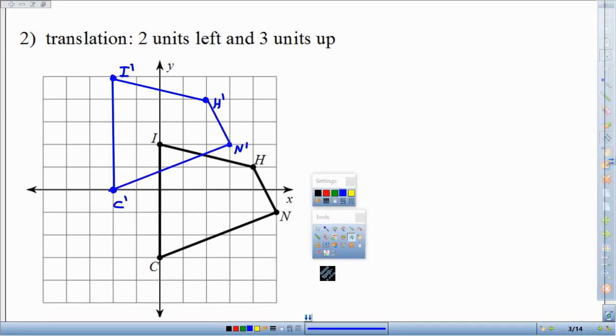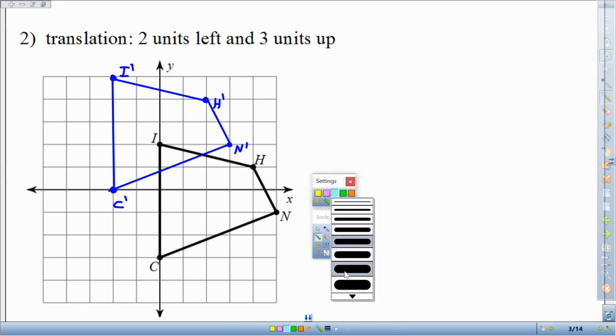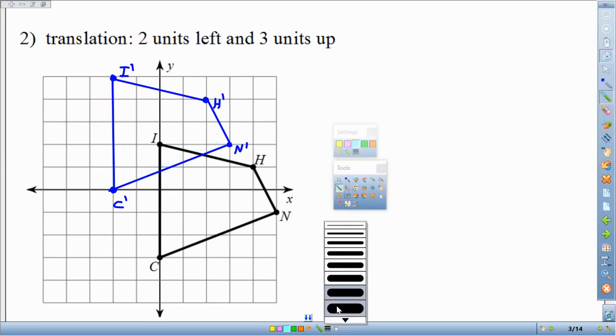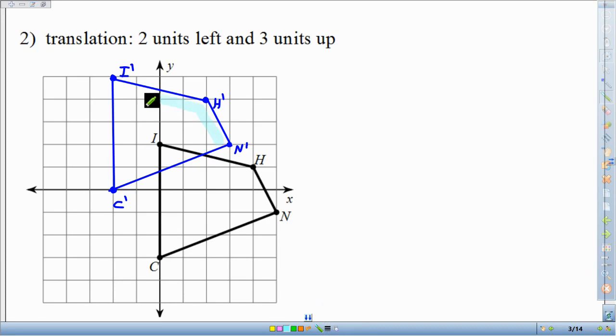And again, if you could go ahead and just highlight that lightly, fill it in. So something like this. My highlighter is too small. All right, so yeah, that is a translation.